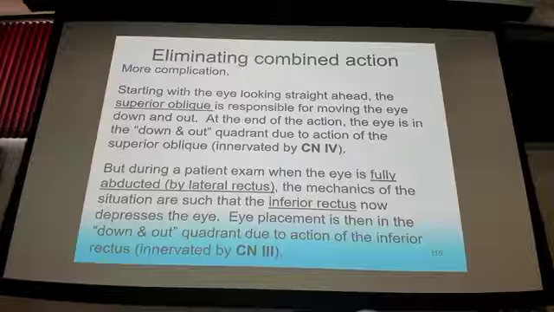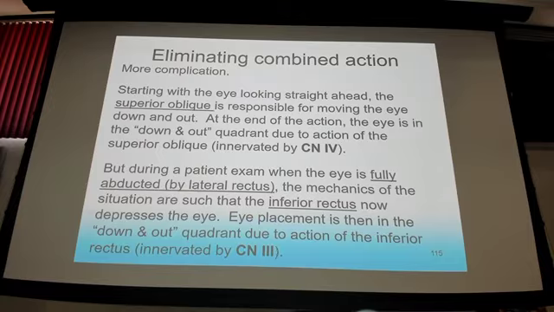During a patient exam, when the eye is fully adducted first, right, and we move the eye down and in, it's no longer superior oblique that does that. The muscle that does that is inferior rectus. But inferior rectus is cranial nerve 3. So in this case, the eye had achieved the down and out quadrant, and depending on whether you're doing an eye exam or anatomy, the cranial nerve can change to accomplish that.